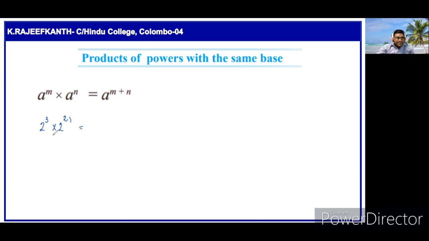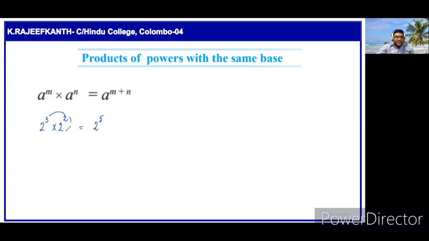When we are multiplying two powers with the same base, then we have to add these two indices, because that is the first law. a to the power of m times a to the power of n is equal to a to the power of m plus n. So we add m plus n, then 2 to the power of 5. So this is the first law.